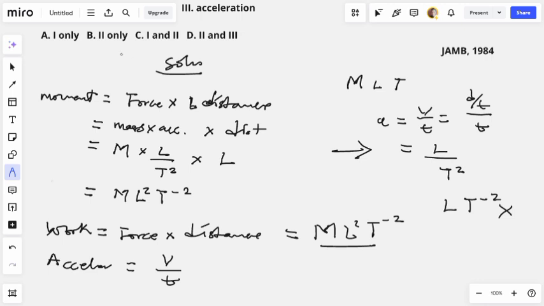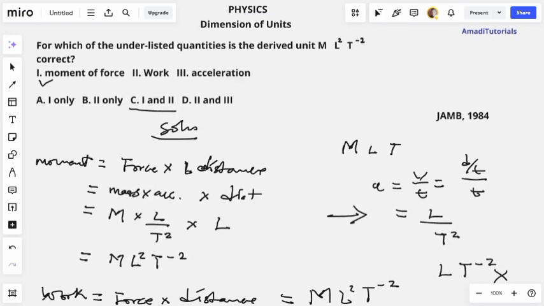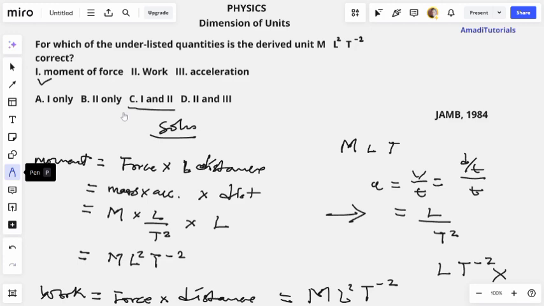So the answer is I and II, option C. That is, moment of force and work. They are the ones that have this as their dimensional unit.